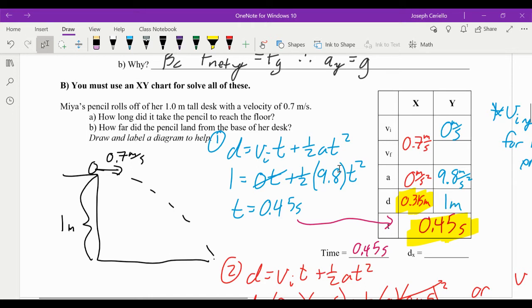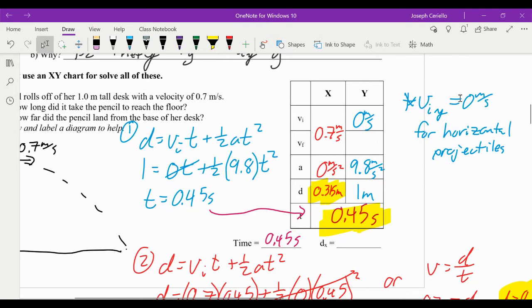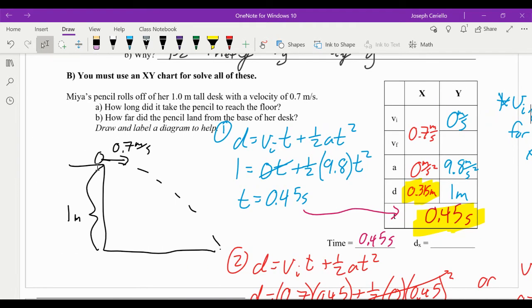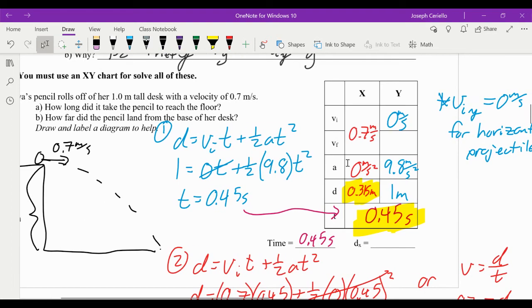I also know that for any horizontal projectile, V initial y is going to be equal to 0 meters per second. Because think about it, as it's rolling along the desk, all of its velocity is in the x direction. There is no velocity up and down until it leaves the desk. Once it leaves the desk, then it starts to speed up in the y direction, but initially it is 0. I can also always fill in AX is 0 and AY is 9.8 meters per second squared.